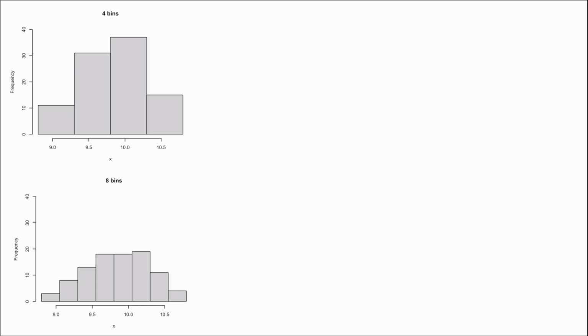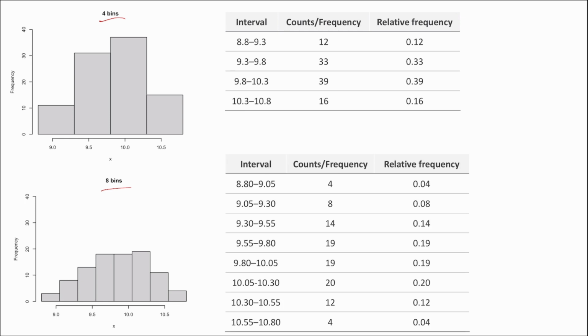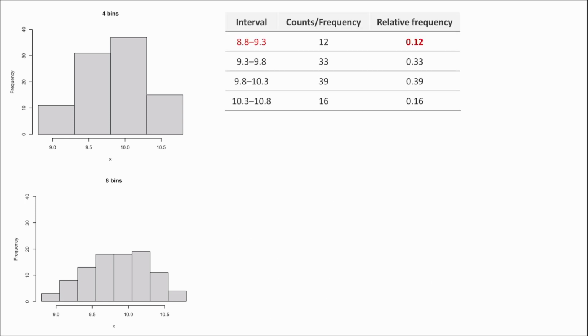So again, you can see that here we have two distributions made for the same sample of 100 values. On the top, you can see it's 4 bins, and on the bottom, it's 8 bins. These are the corresponding frequency tables. So this is a frequency table for 4 bins, and this is a frequency table for 8 bins. And now you can see why this bar looks like it's shown here. Because the relative frequency is 0.12. So it means that 12% of the values are within this interval, within this bin.